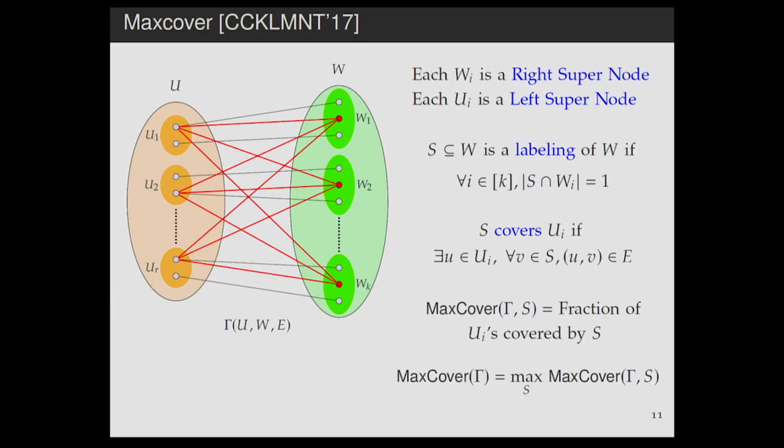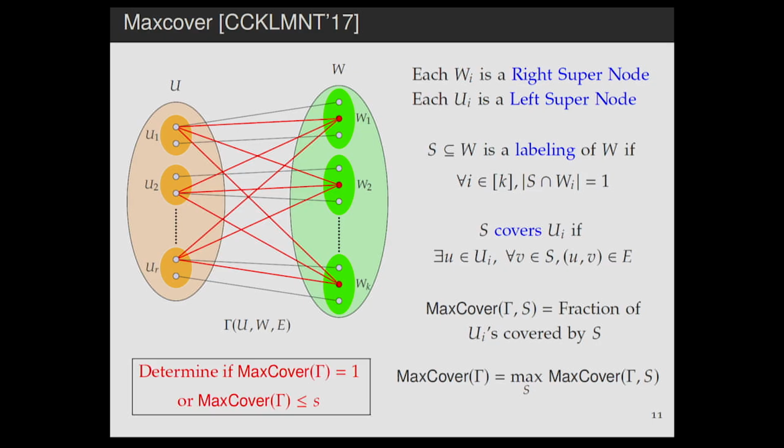Okay, and the value of the instance is the maximum across all labelings of the fraction that you can cover. And the gap version of this problem is to determine whether you can select a labeling that can cover all the supernodes, versus if all the labelings can cover at most S fraction of the supernodes. Okay? Now, just to be clear, we are on the same page.